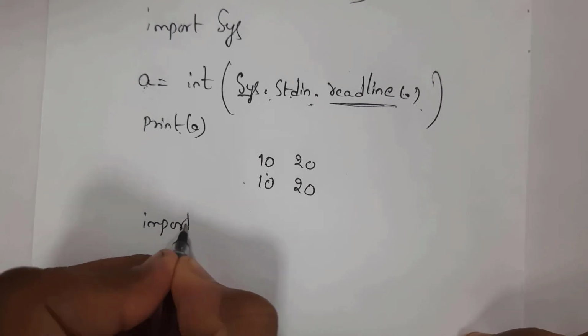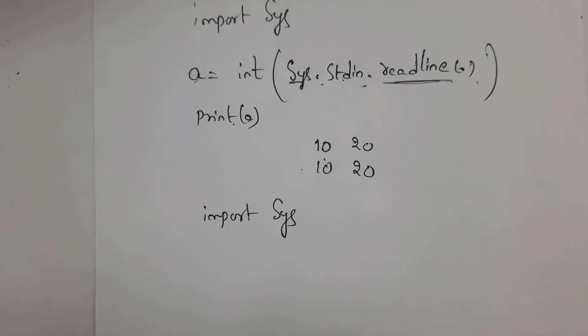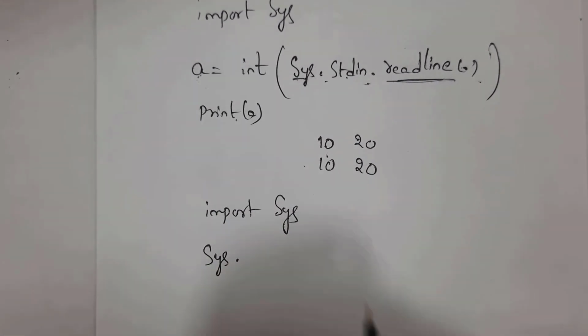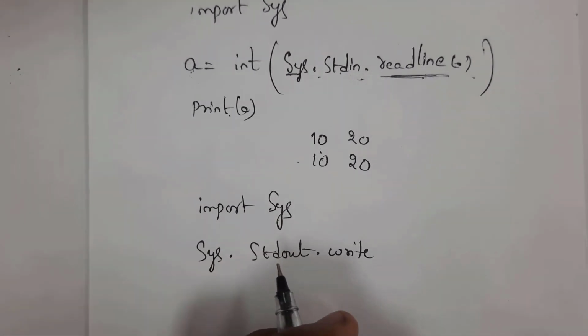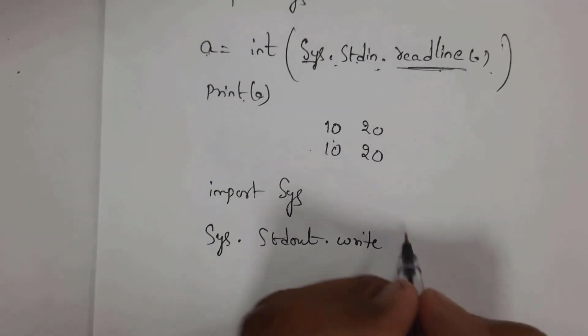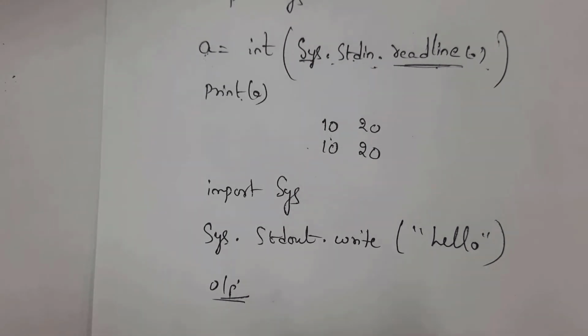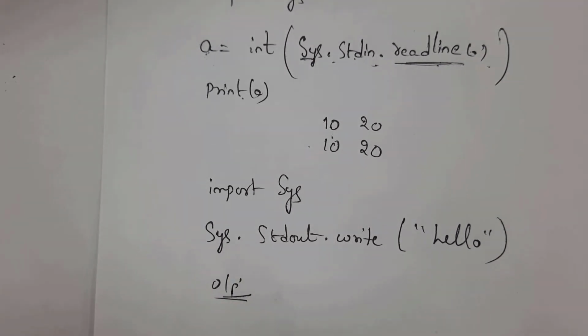Next I will explain the use of stdout. At first you need to import the sys module, so write here import sys. This stdout is the same as the print function. So just write here sys, which is the module name, dot stdout. I want to write data, so you need to use the write method. Inside write, I am writing hello. This is the same as the print function. So instead of writing print hello, I wrote sys.stdout.write hello, and it will display hello.